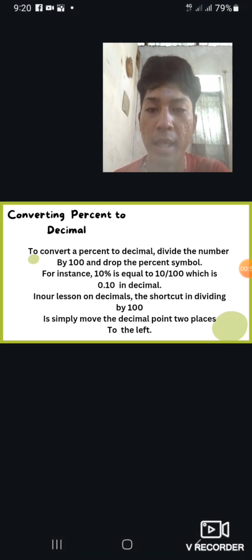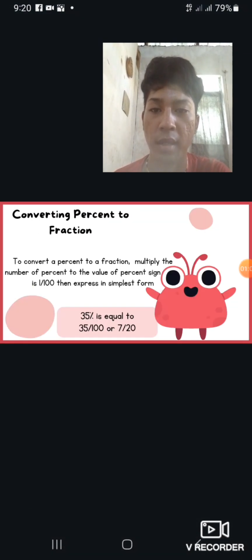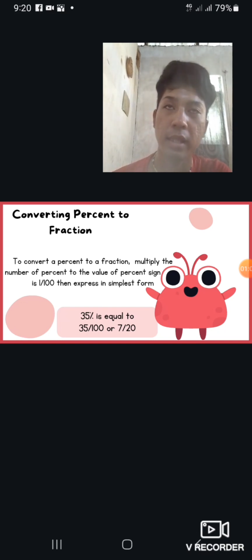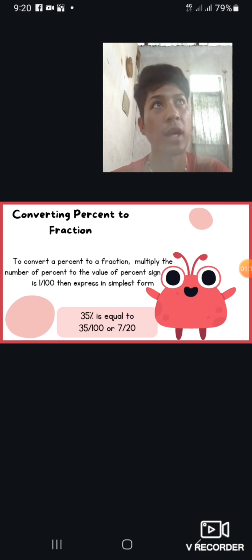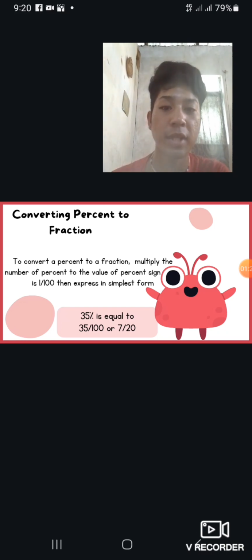Let's go back so that it is better understood. For percent to fraction, we just put the value of the percent, and then we put it over the percent sign, whose value is 100. So if we have 35%, that is 35 over 100. So you understand now, we put the 100 at the bottom.